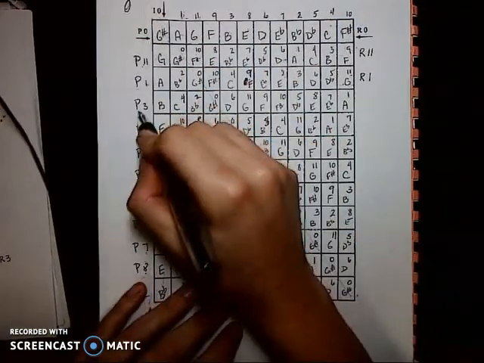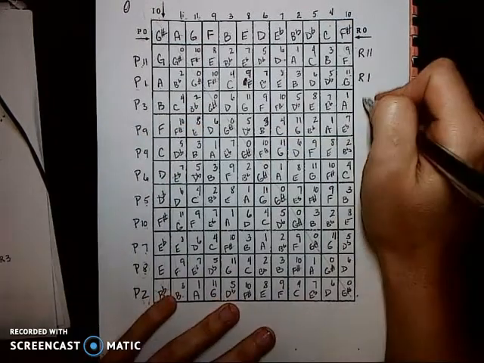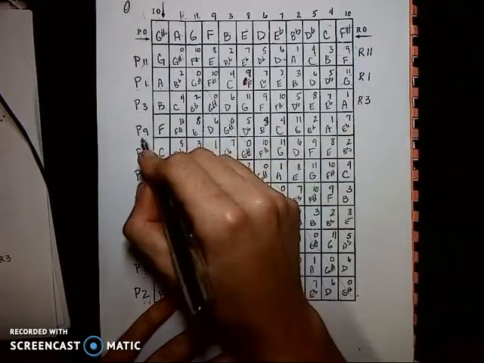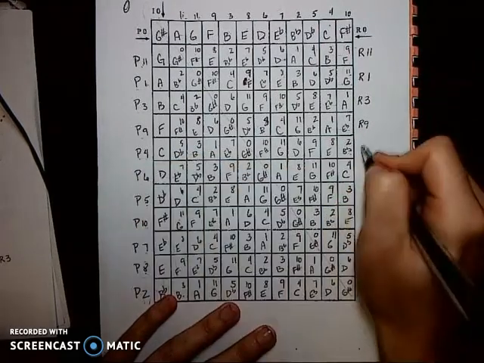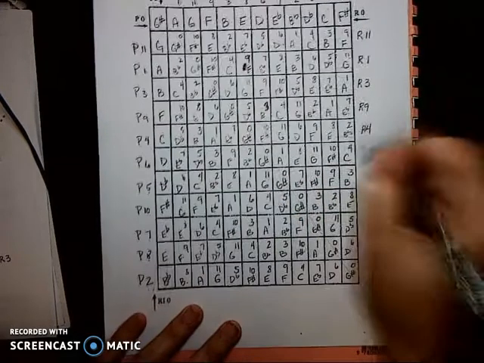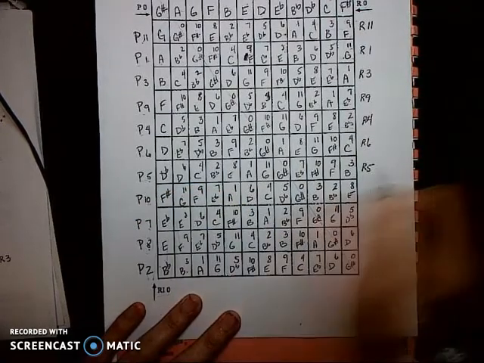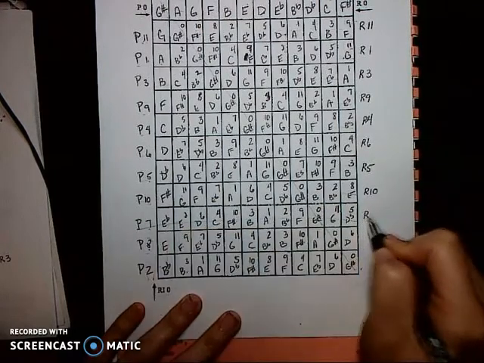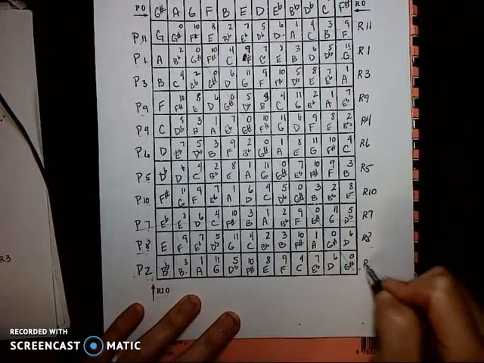This next row is P3, but if you played it backwards, it would still be P3, but it's in retrograde, so we call it R3. Okay? The next one, P9 in retrograde, R9. P4 in retrograde is R4. Okay? P6 in retrograde, R6. P5 in retrograde, R5. P10, R10. P7, R7. P8, R8. And P2 is R2.